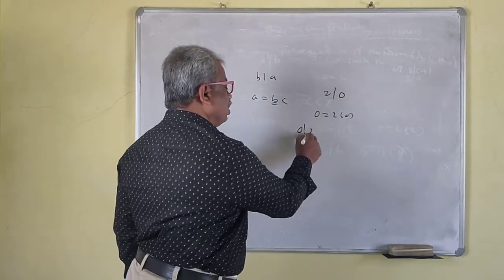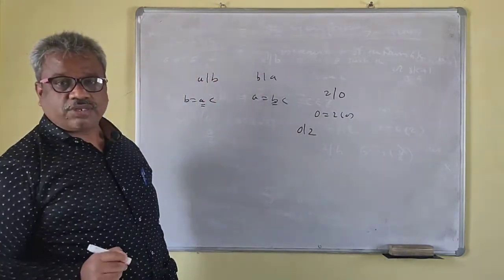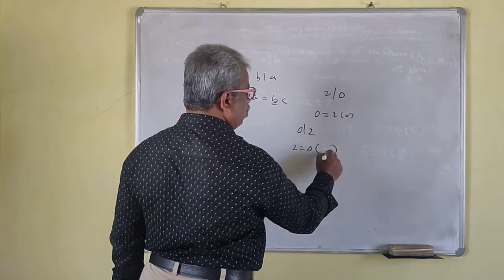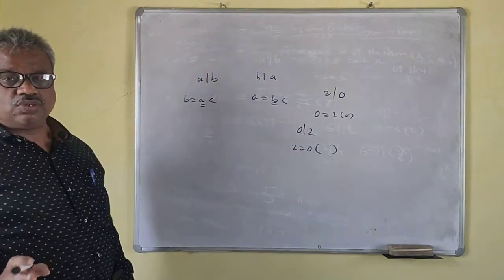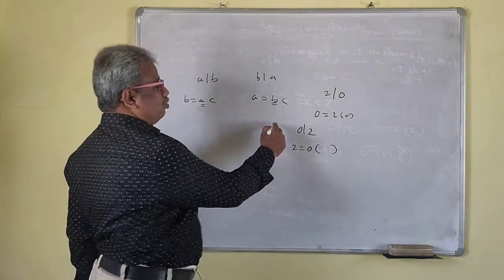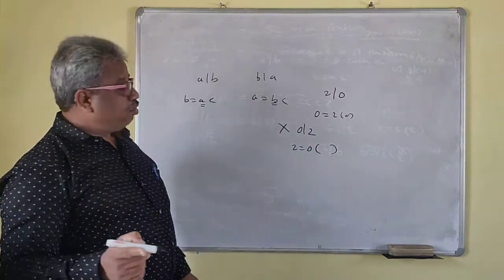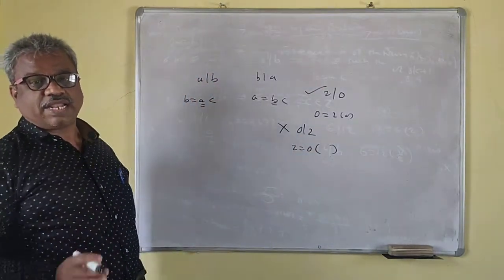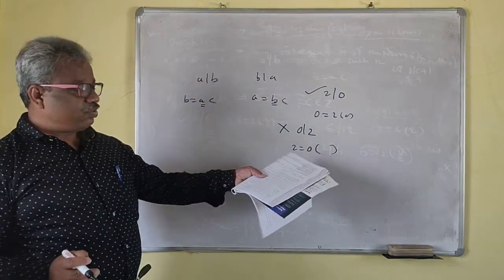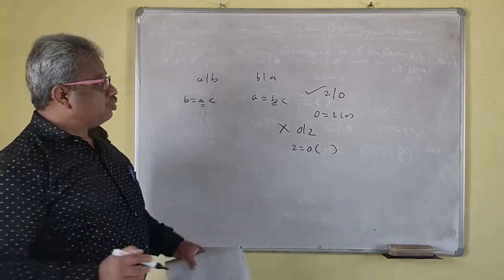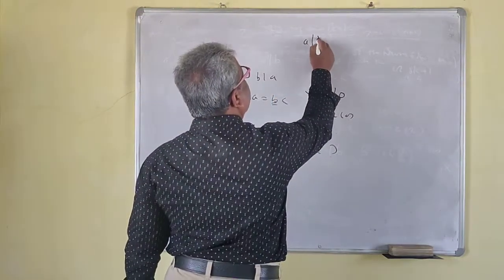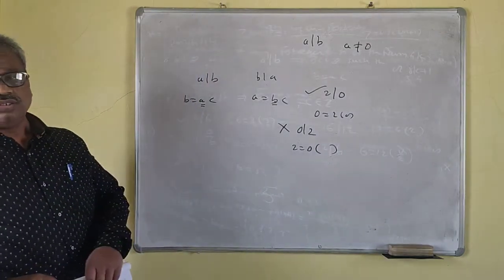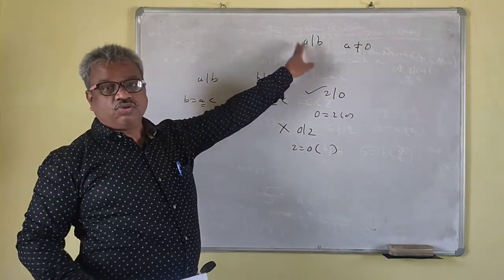But does 0 divide 2? Can I write 2 is equal to 0 times something? No, I cannot. So this is not true. 0 does not divide 2, but 2 divides 0 is true, because 0 we can write as 2 times 0. So whenever you are writing a divides b, a should not be 0.